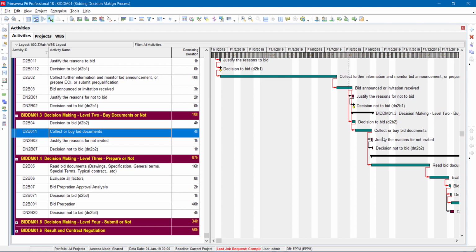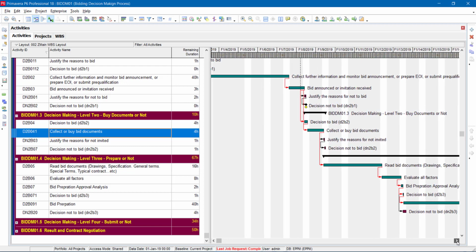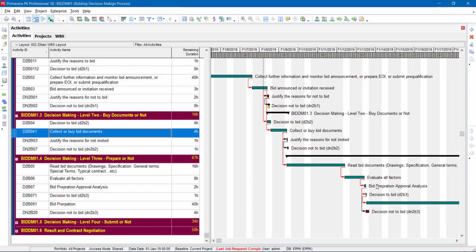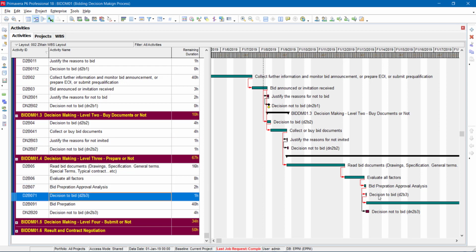If it is a decision to bid, you read the bid documents, specifications, and drawings as usual, and start the normal bidding preparation. After you do the bid preparation, you evaluate all factors and submit a full report for approval to the management. Now, this is still level 3.